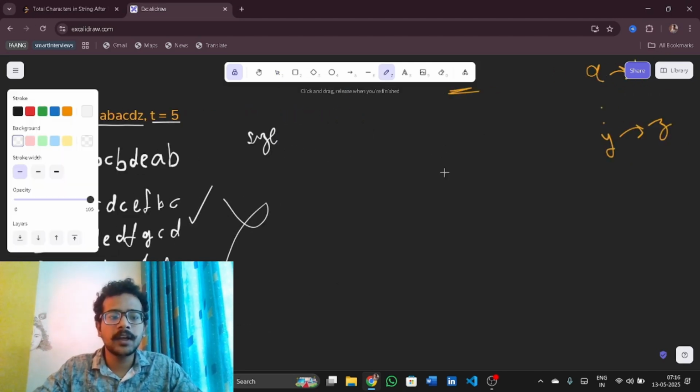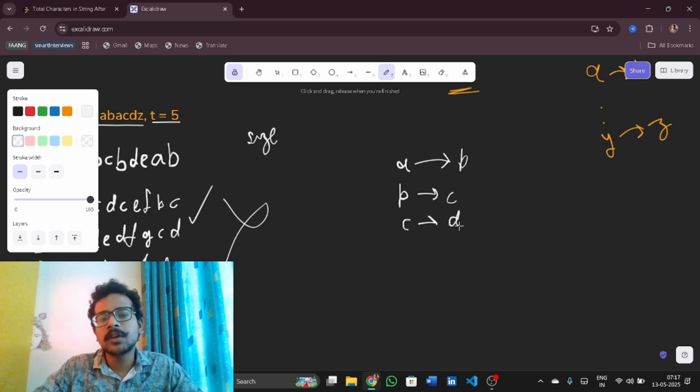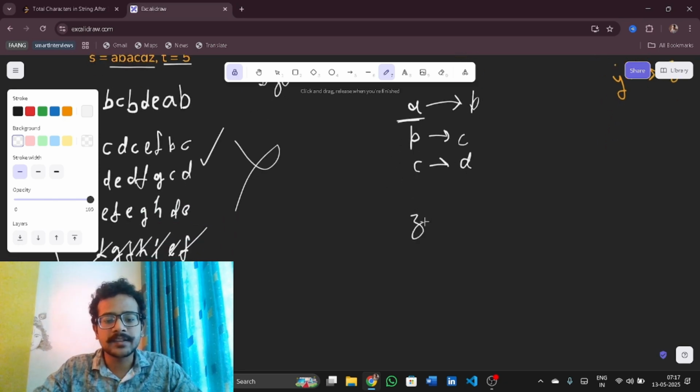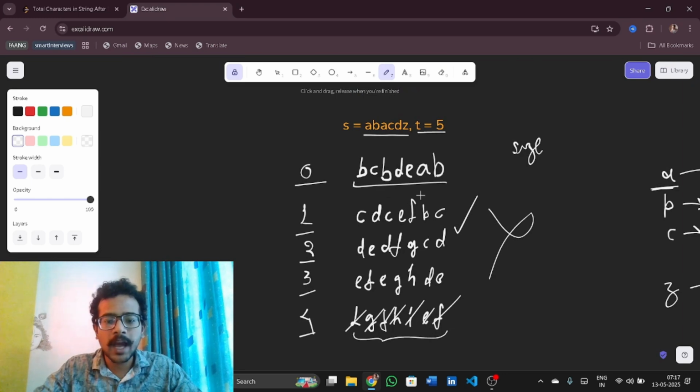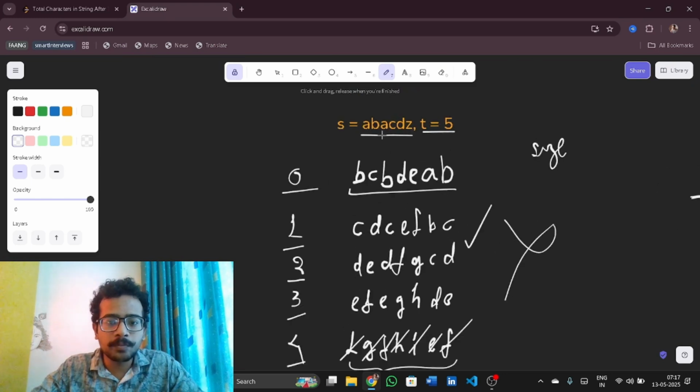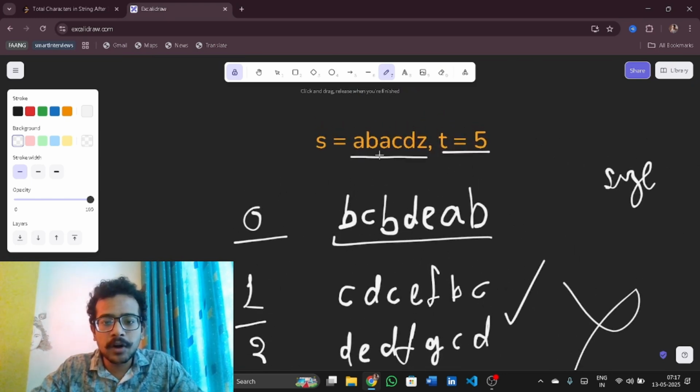Now, if I get A, then I transform it to B. If I get B, then I transform it to C. If I get C, then I transform it to D. But the problem is there may be any number of A's. And if there is Z, I transform it to A, B. So how many times do I have B? B appears 1, 2, 3 times, but here I have B only one time. A appears 2 times.